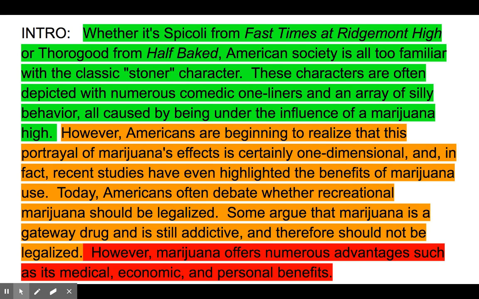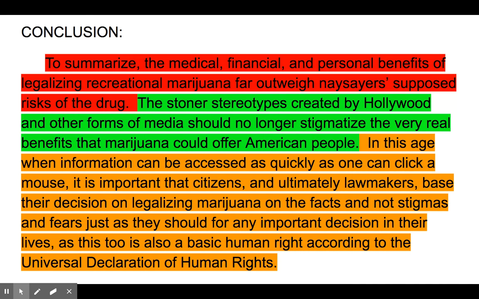We're going to flip this, so notice the colors and where they're at. We're going to flip this for the concluding statement here to perform the STAC acronym. So to summarize, the medical, financial, and personal benefits of legalizing recreational marijuana far outweigh naysayers' supposed risks of the drug.